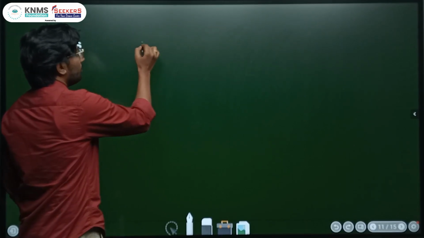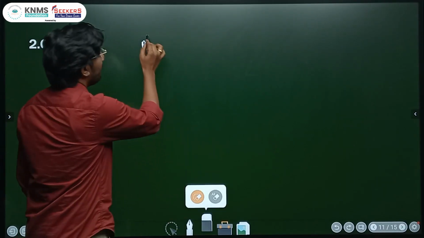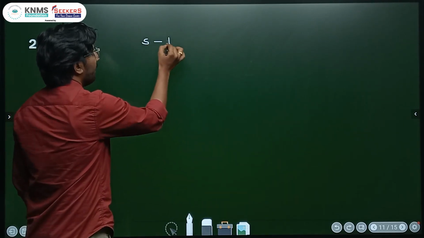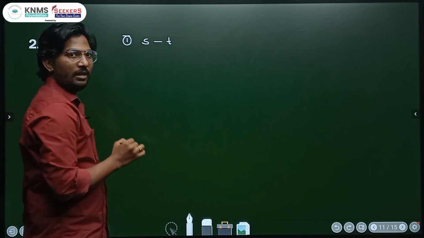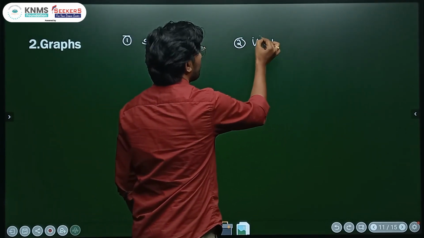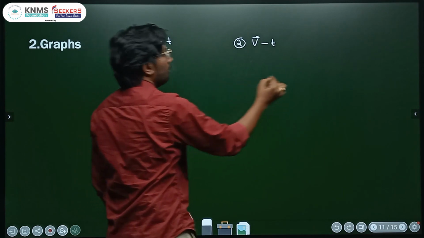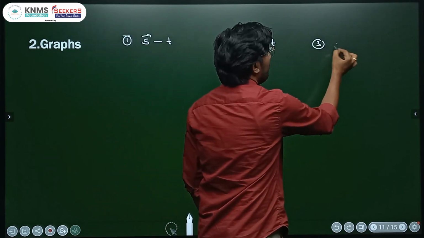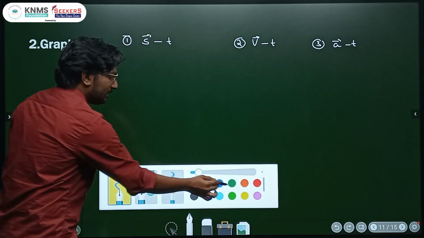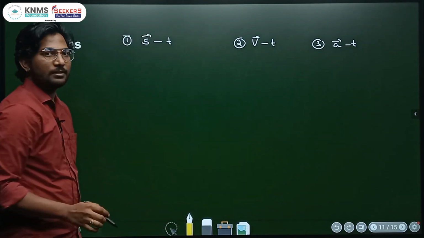One is the position time graph, otherwise also called the displacement time graph, which I will represent as the ST graph. Number 2, you have the velocity time graph. Number 3, you have the acceleration time graph. So you just need to know the basic information in this. What do these graphs give you?